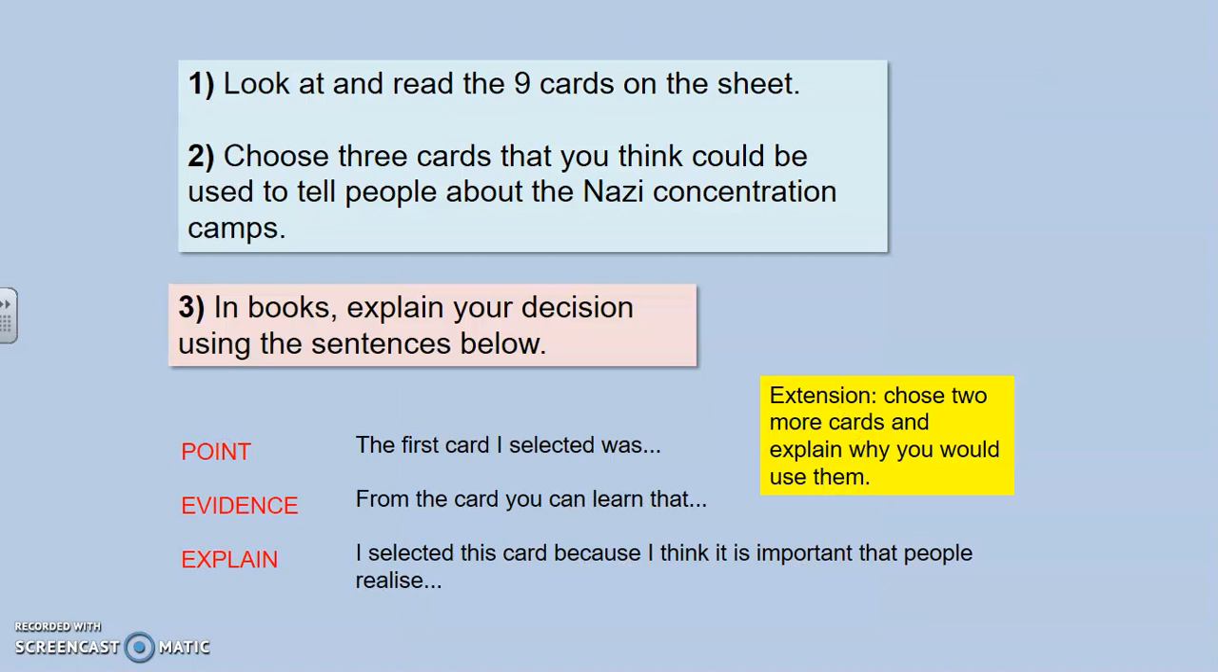We're going to now look at 9 cards which contain information about the concentration camp. I want you to choose 3 cards that you think could be used to tell people about the Nazi concentration camps. Once you've chosen your 3 cards, in your books or on paper, I want you to explain your decision using the sentences below. Take a moment now to pause the video and to write down the sentence starters.